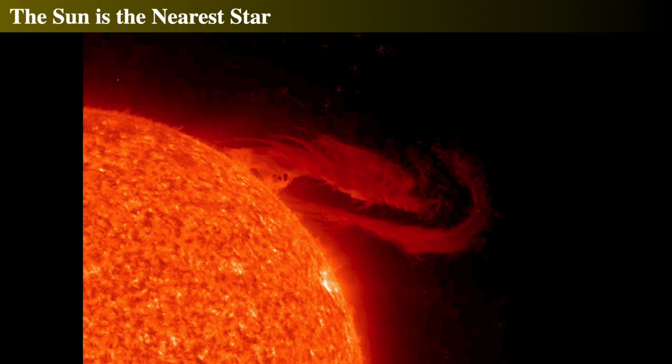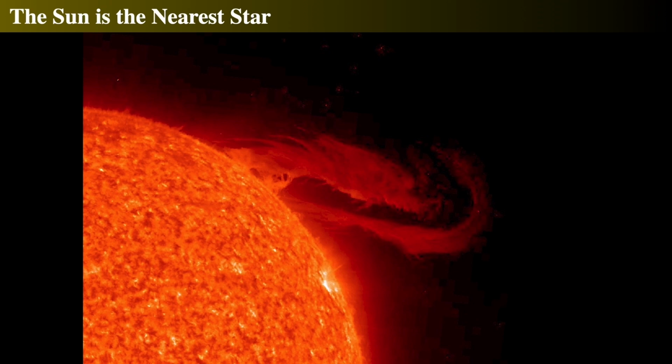And so studying the sun as a star is the best thing we can do because all the other stars are really far away. They're on the order of parsecs or light years away. That's trillions upon trillions of miles. So we're going to look at the sun as a star and try to understand it.